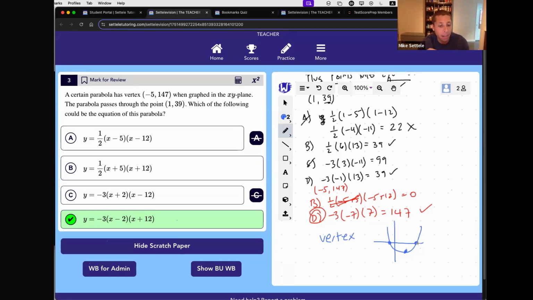They want us to look and say, okay, what's the average of the two x-intercepts in these choices? It's supposed to be -5. And we can see in choice D that happens. -2 plus -12 is -14... -2 plus 12 is -10. Divide that by 2, you get -5. So it works out.